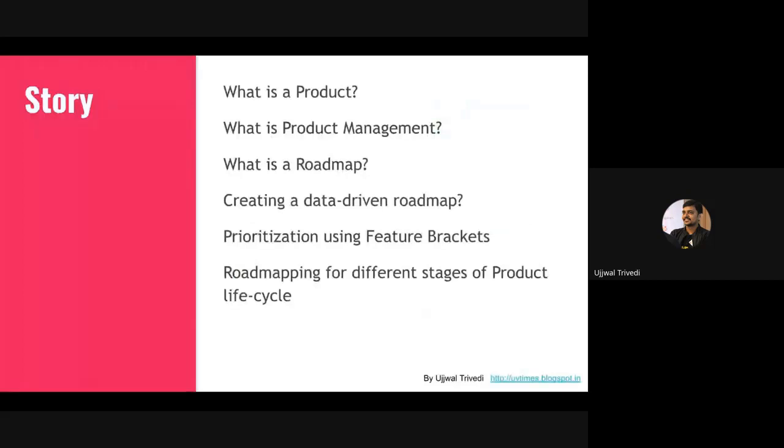So very quickly we'll talk about what is a product, what is managing a product, what is a roadmap, and then how do you create a data-driven roadmap. Then there's something I call the feature brackets framework, which I developed about 7, 8 years back and have been using, and teaching to a lot of mentees since then. And then how does roadmapping differ for different stages of the product life cycle, right?